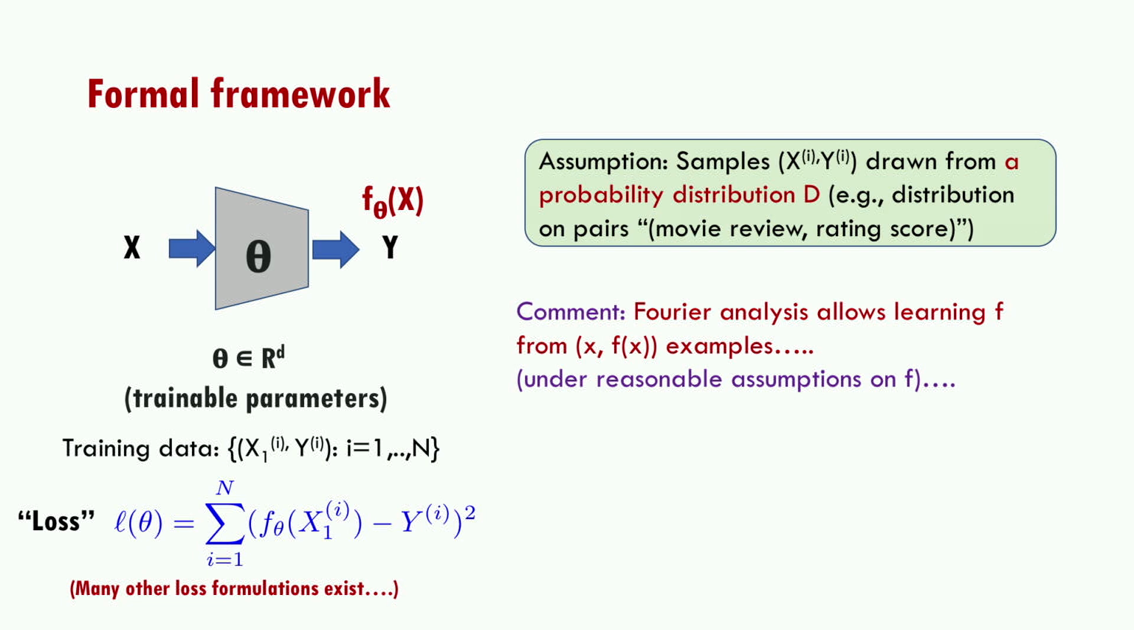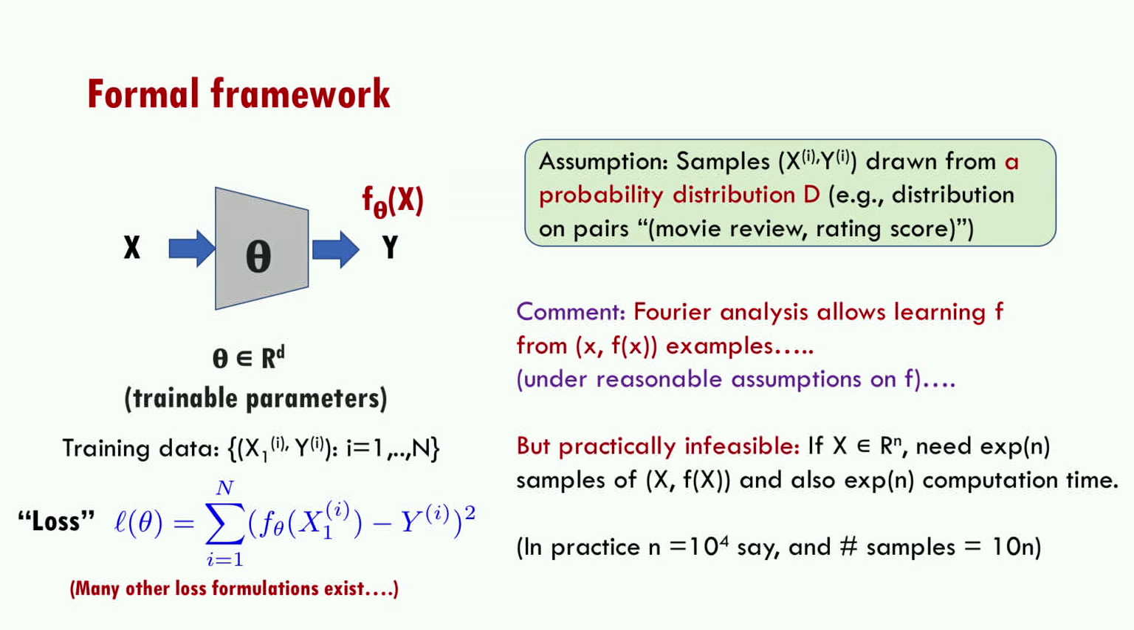Well, the object in classical mathematics that I can think of that's most analogous to this is harmonic analysis or Fourier analysis, which also allows learning a function f from examples of x and f of x, under reasonable assumptions on f and the data and so on. So that's the closest analog I know of. And the trouble is that it's infeasible for this problem.